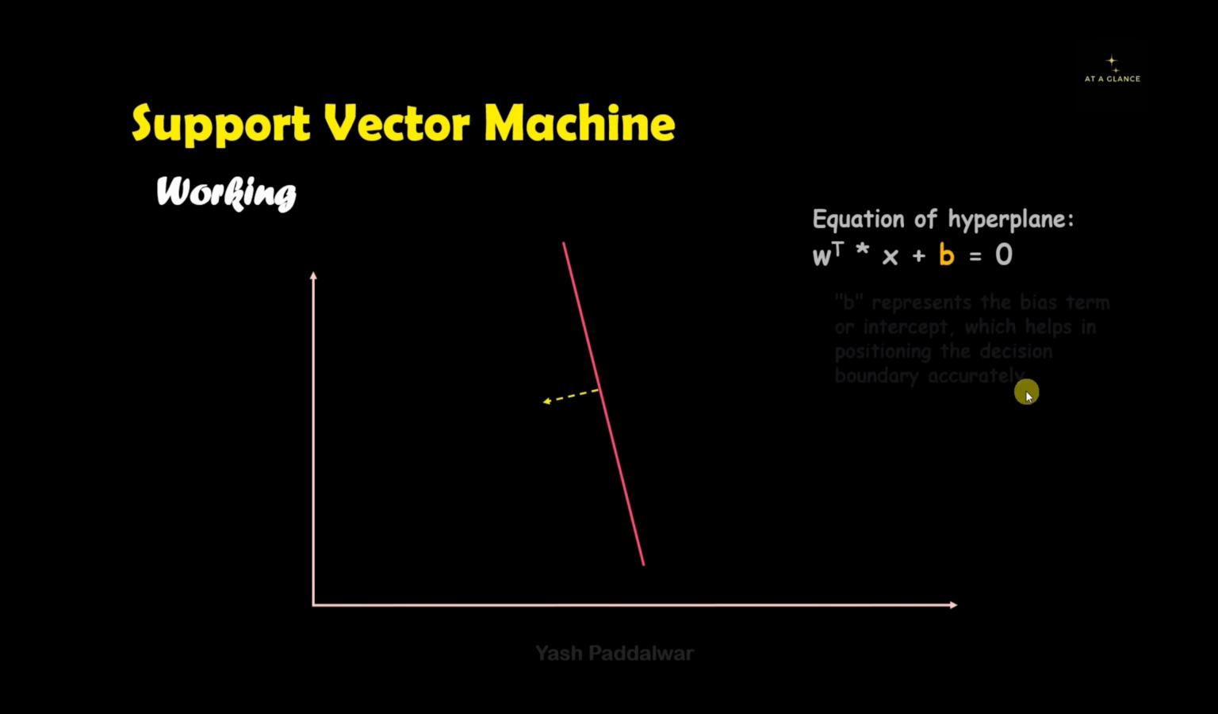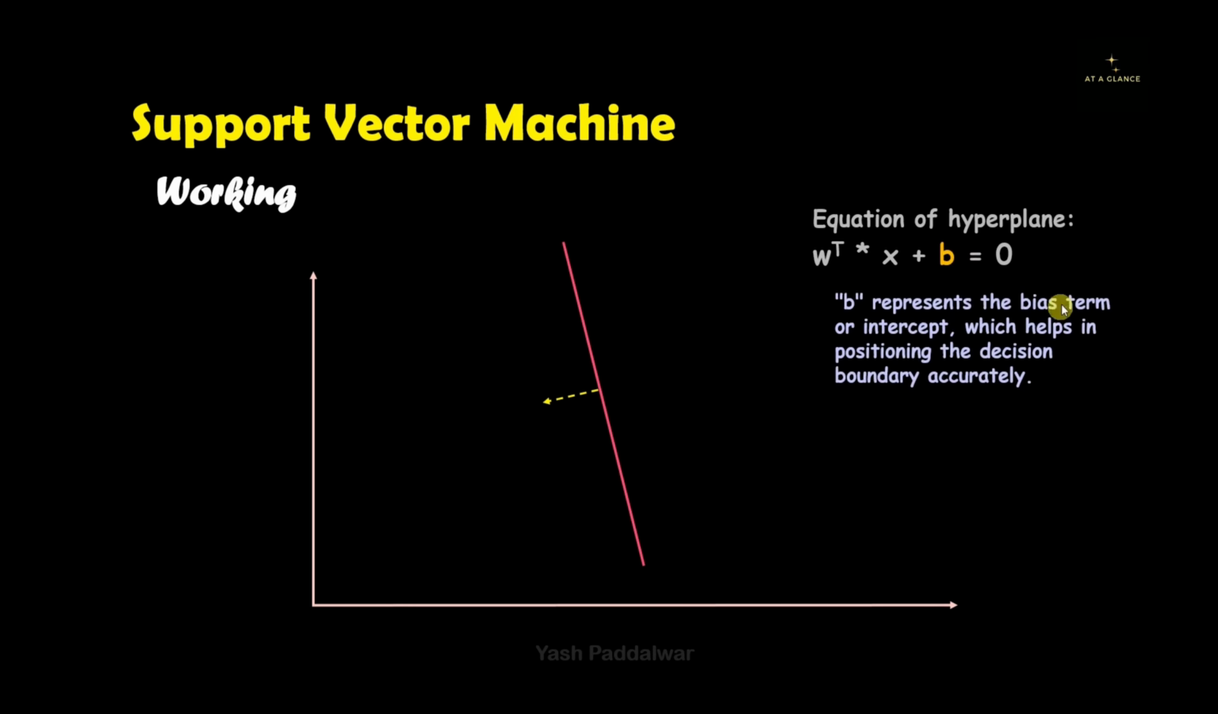Now the next term is B. B refers to the bias term. It is also called the intercept, which helps in positioning the decision boundary, which means the hyperplane, accurately. Now once we have defined the orientation of the hyperplane by rotating it, we also need to adjust it to perfectly separate the two classes. So it can be adjusted with the help of the bias term.